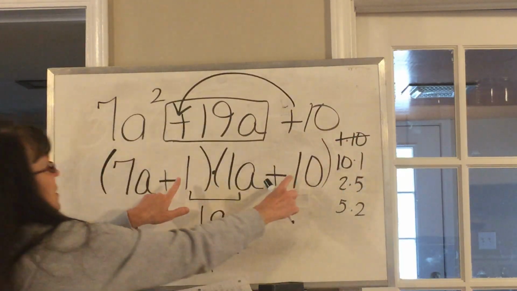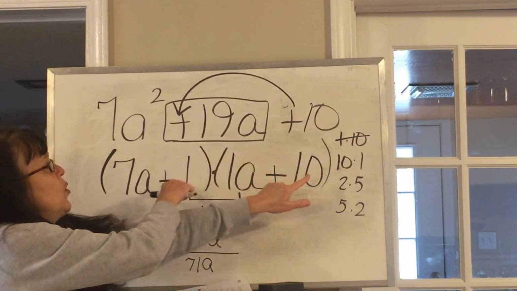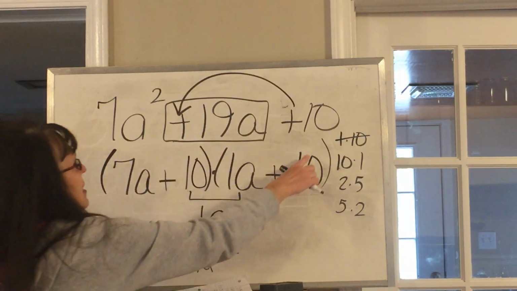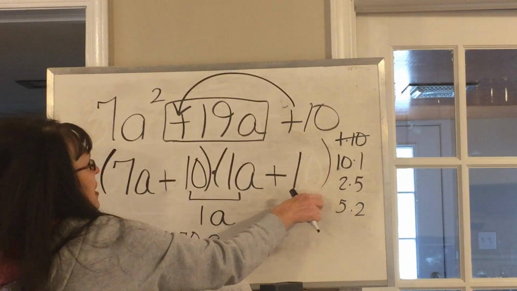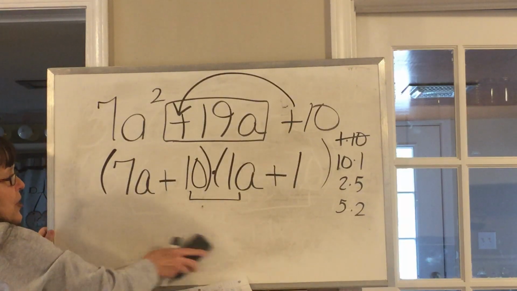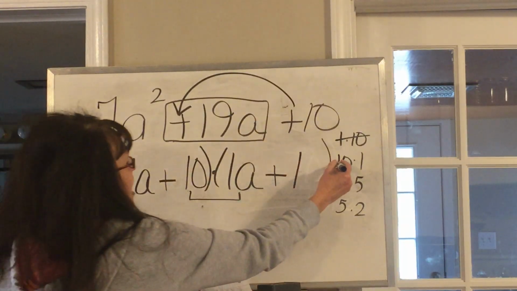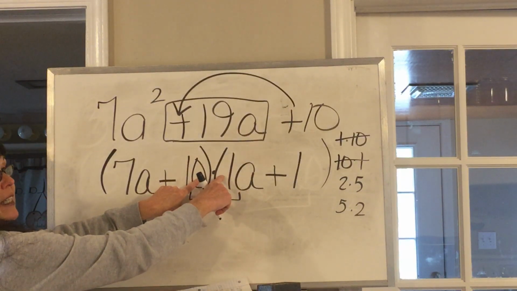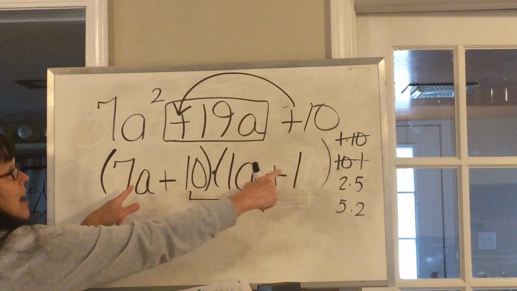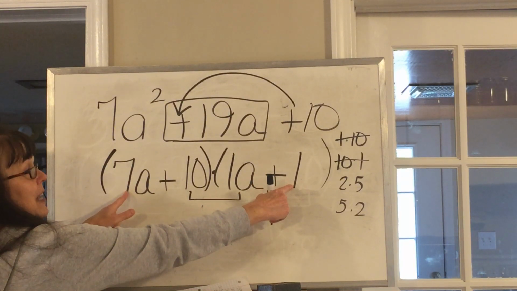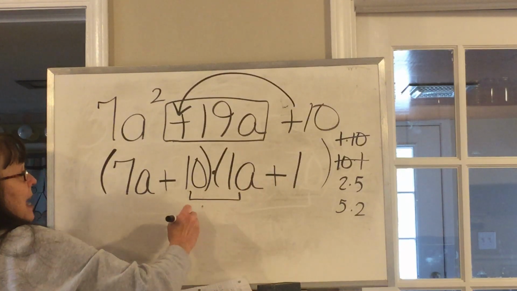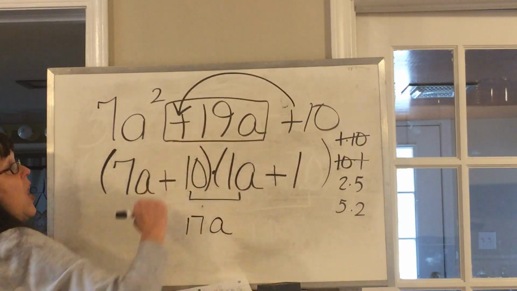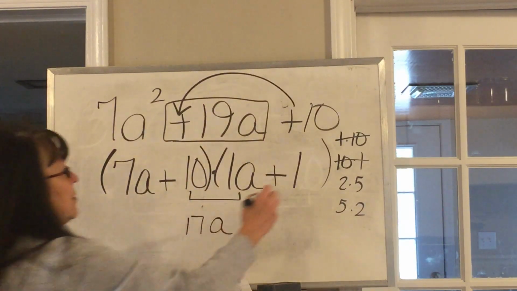So now we're going to take our 10 and our 1 and we're going to switch that. That's going to become the 10. That's going to become the 1. And we're going to recheck that. Okay, so now we're trying the second one. On the inside, you got 10A. On the outside, you got 7A. That's going to give you 17A. It's close, but doesn't match the middle.